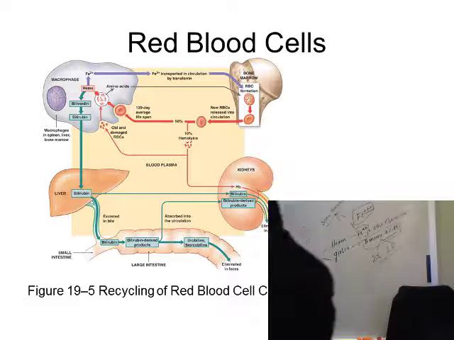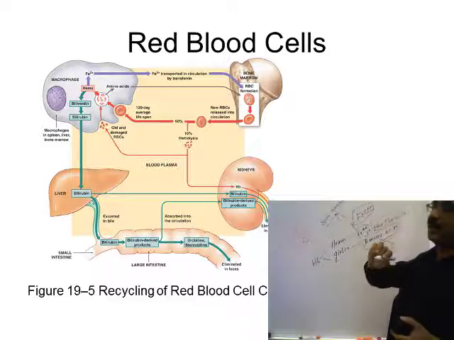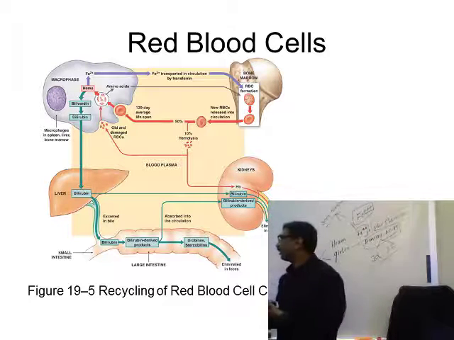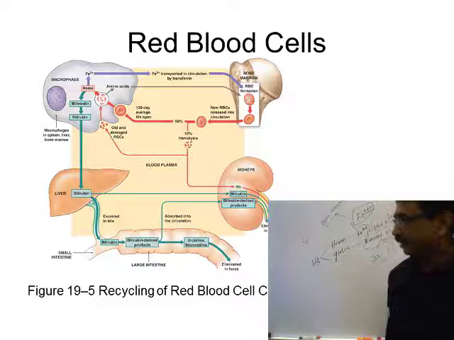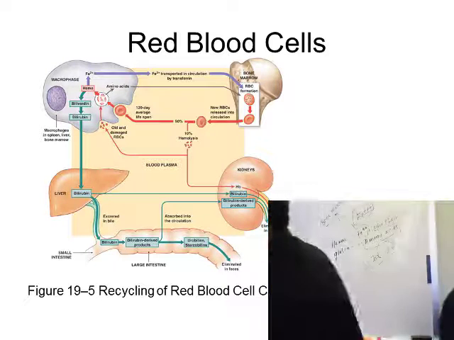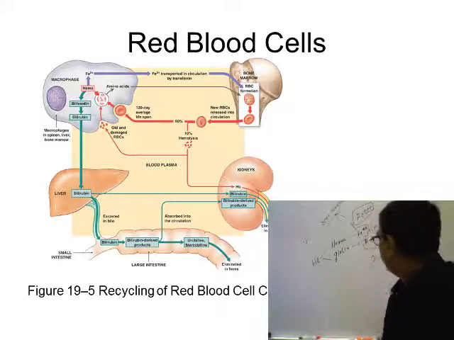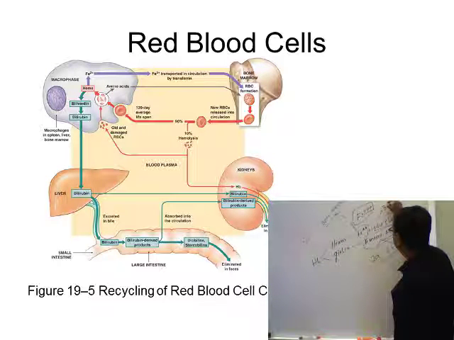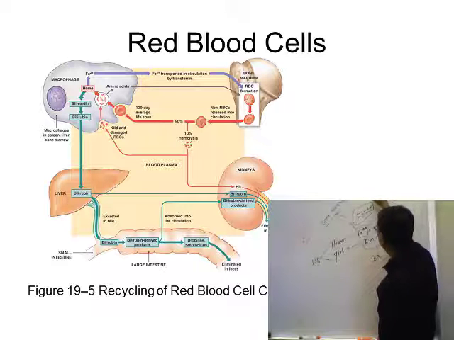Now what will happen to the rest part of heme? The other chemicals or rest part of the heme will be first converted to biliverdin, and then biliverdin will be converted to bilirubin. So just know that first the other part of heme will be converted to biliverdin, and then it will be converted to bilirubin.